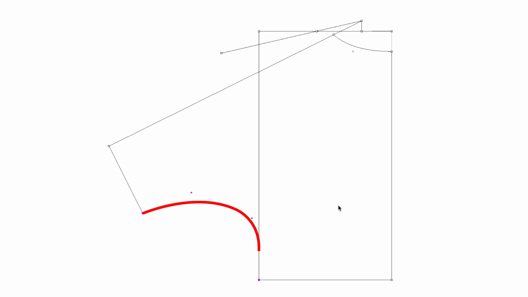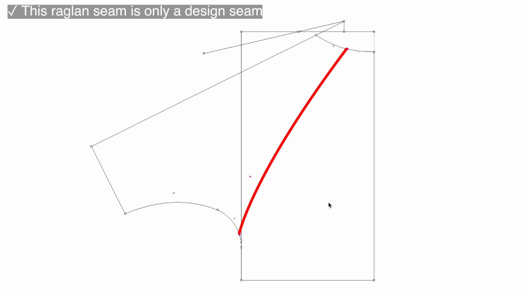Because this is a kimono sleeve, body side seam is connected to the sleeve inseam. So just one nice and smooth curve. This is your design, so you can have the curve you want. To draw a raglan seam, 6.5 centimeter from the center back, 11 centimeter from the hem. Draw a raglan seam. Again, this raglan seam is just design seam. Technically, this is a kimono sleeve. So you can draw the seam wherever you want and the shape you want.